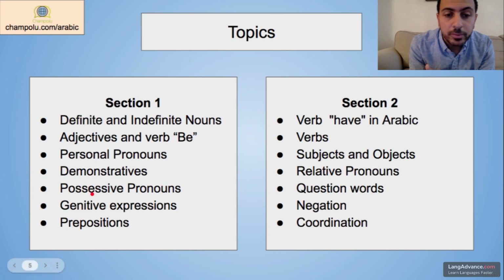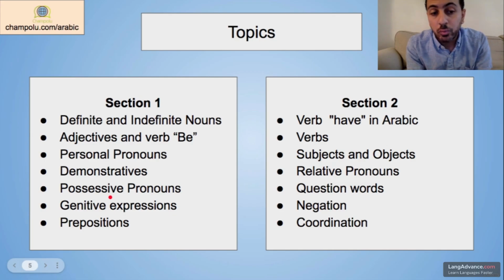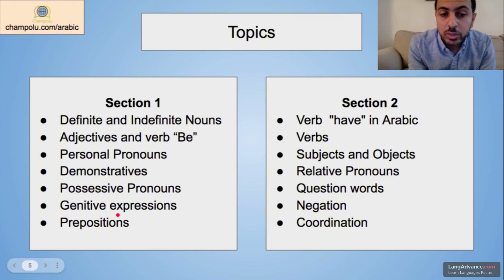And then demonstratives like this is a boy, this book, and things like that. And then we go to possessive pronouns like my book, her car, and so forth. And then we go to genitive expressions, things like the manager's book or the teacher's car, and so on. And then we go to prepositions like on the table, in the bag, and so on.